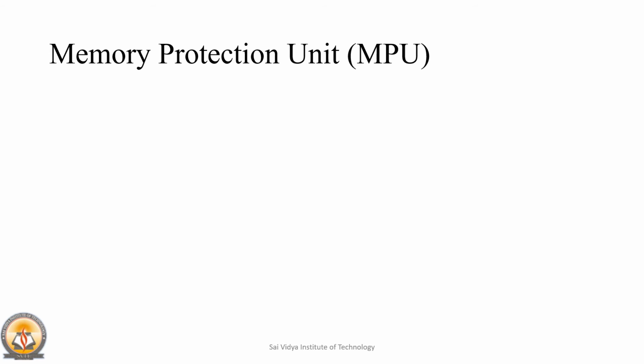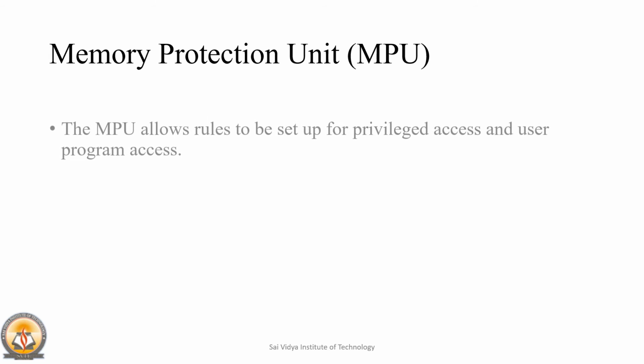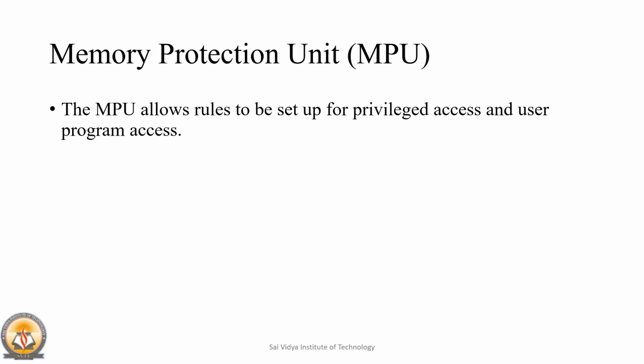The memory protection unit, also abbreviated as MPU. This is optional to the Cortex-M3 processor. It allows the access rules to be set up for privileged access and user program access. When an access rule is violated, a fault exception is generated and the fault exception handler will be able to analyze the problem and correct it if possible.